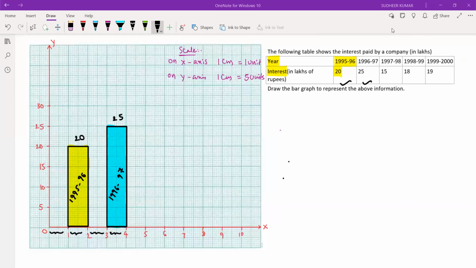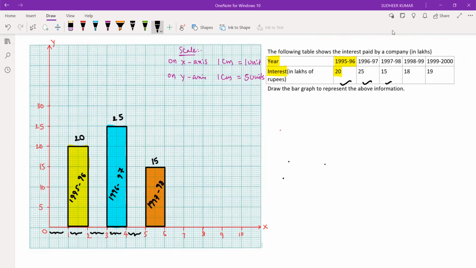Let's go. So the second bar is over. Then go to the third bar. It is 1997 to 98, 15. This is the third bar.